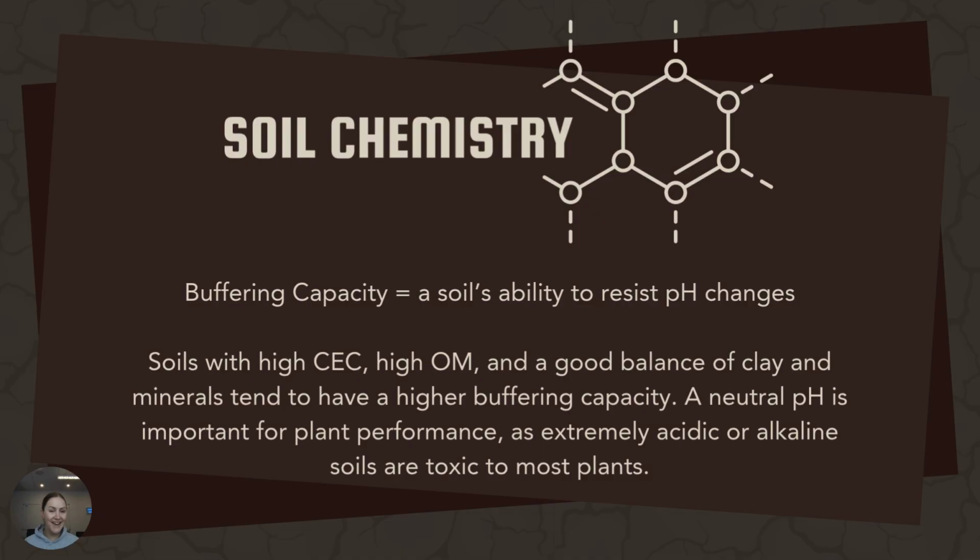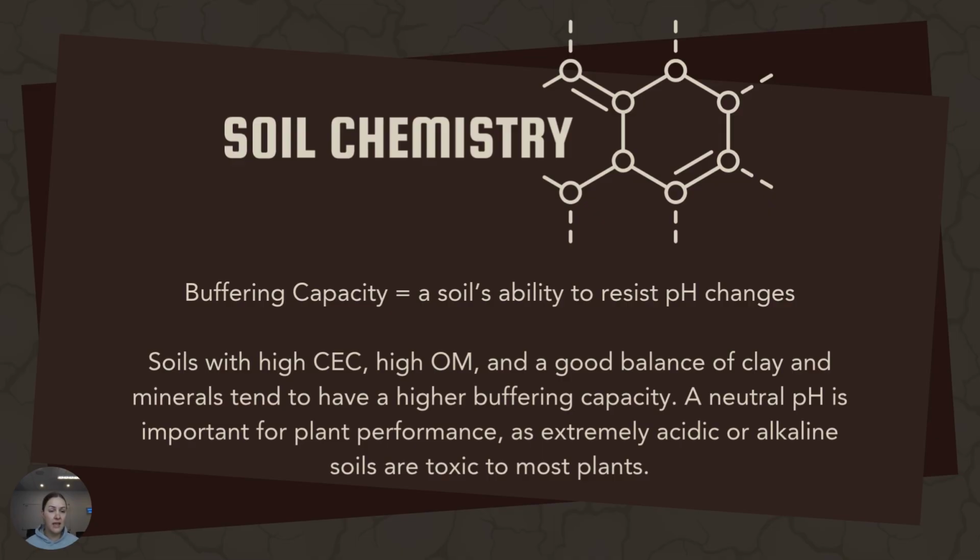Getting more complicated again is buffering capacity. So we're bringing in a couple different terms here. We have pH, CEC, and OM here. Buffering capacity is a soil's ability to resist changes in pH. So it keeps it neutral, not a true 7 neutral, but a neutral to where plants like it. Plants do like a little bit more of an acidic soil.